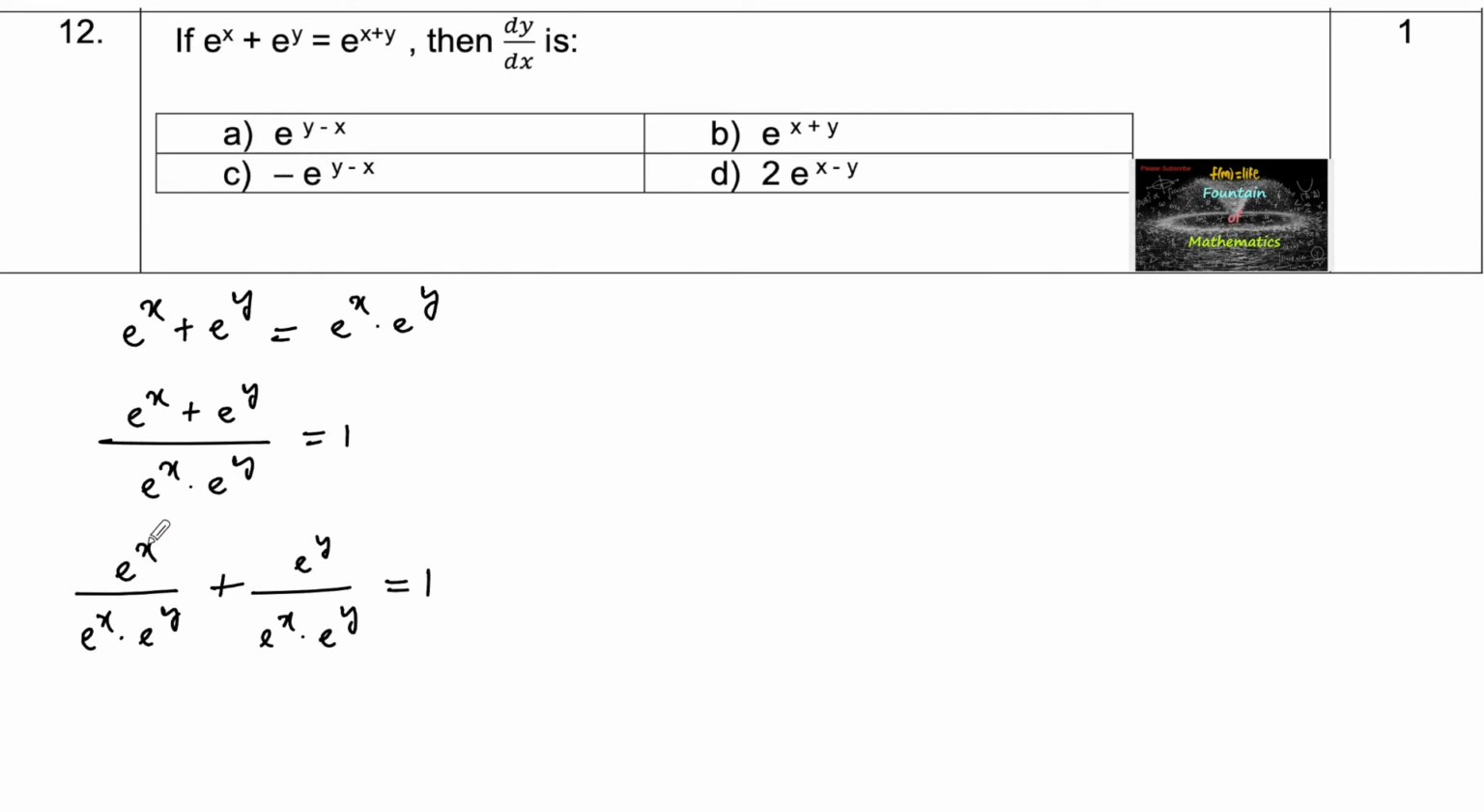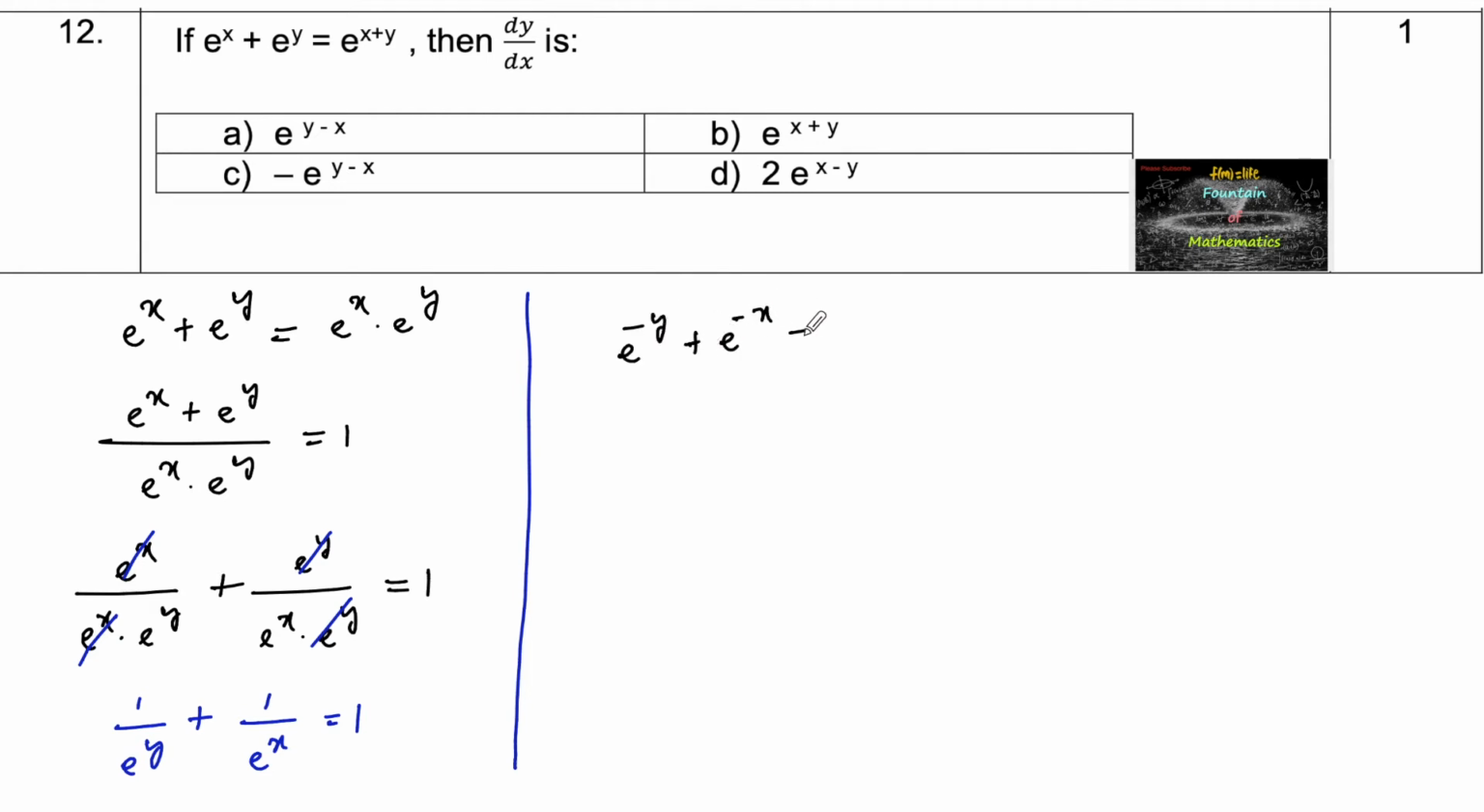So we can cancel here e power x and e power x, and here e power y and e power y. So we have 1 upon e power y plus 1 upon e power x is equal to 1, or this can also be written e to the power of minus y plus e to the power of minus x is equal to 1. Now differentiating with respect to x, we have e to the power of minus y into minus dy by dx plus e to the power of minus x into minus 1, which is equal to the differentiation of constant 1, which is 0.